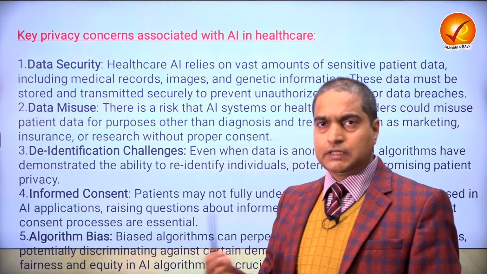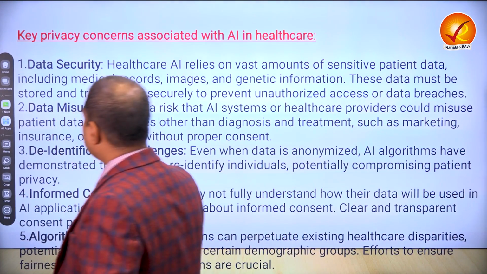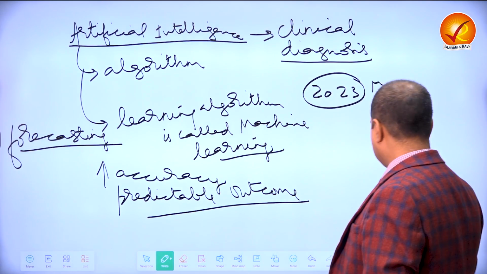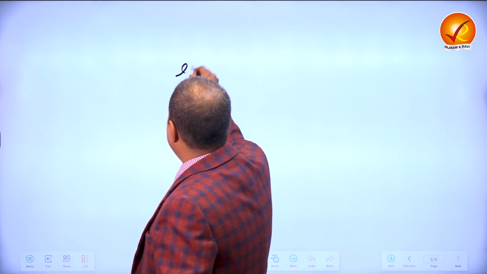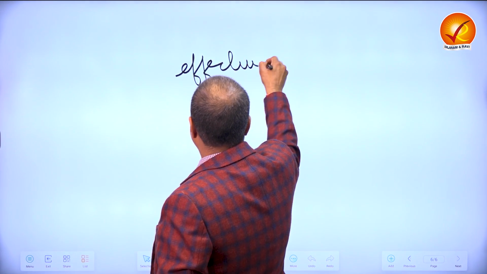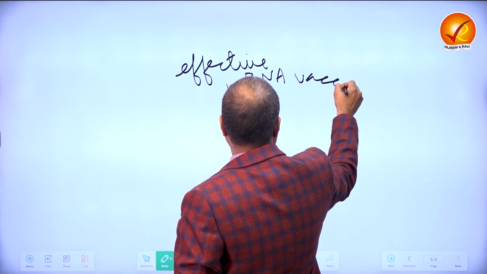So there are challenges. This is how the questions are in the mains exam, and we look into the discussion in the class. Then one of the important breakthroughs of this century, the greatest breakthrough in terms of what? mRNA vaccine. In the context of the COVID-19 pandemic, one of the important contributions by the scientists has been the introduction of effective mRNA vaccine.